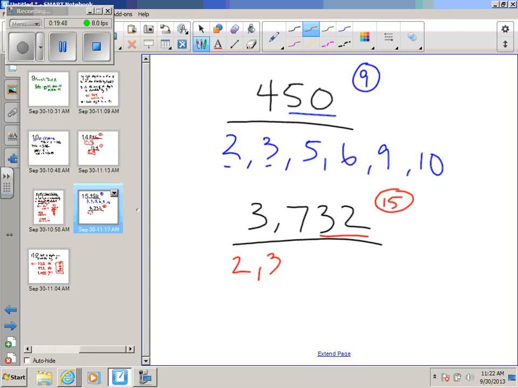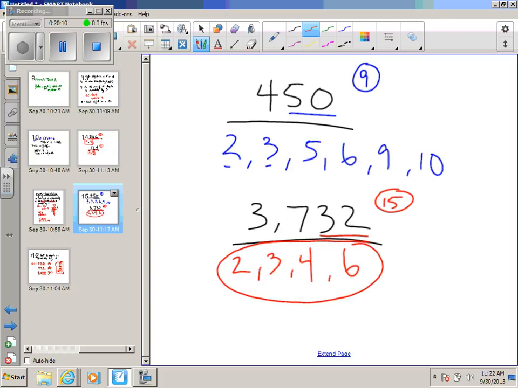32. Is 32 divisible by 4? Yeah. Divisible by 5? No, that's not a 5 or 0. How about 6? 2 and 3? How about 9? Is 15 divisible by 9? No. And is it ending in a 0? No. So there it is. 2, 3, 4, and 6.